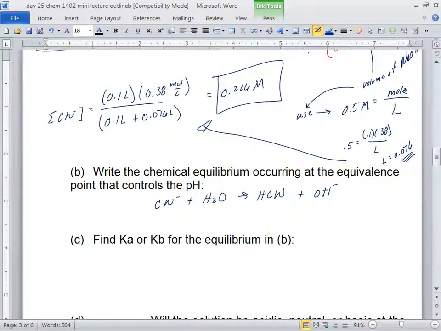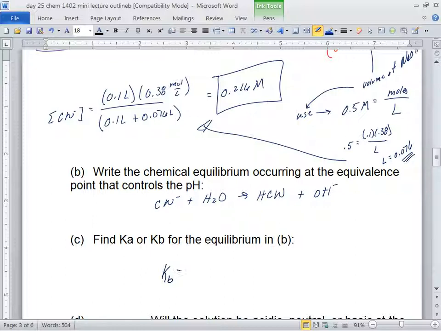Okay. Find the Ka or the Kb. How do we do that? Kendall. That equilibrium demands a Ka or a Kb. Which one are we trying to find? Trying to find a Kb.